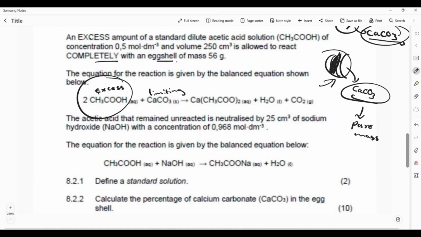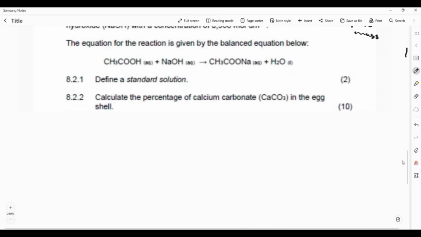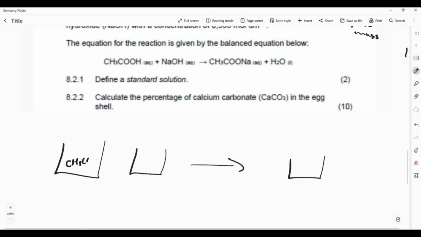Meaning, let me just make a simple scenario, because some of you were saying you don't understand what happened. We have one beaker over there. Let's say this one is CH3COOH, adding it with CaCO3. So when we mix these guys together, we are going to get a solution over here.